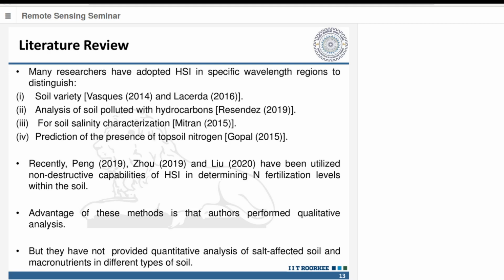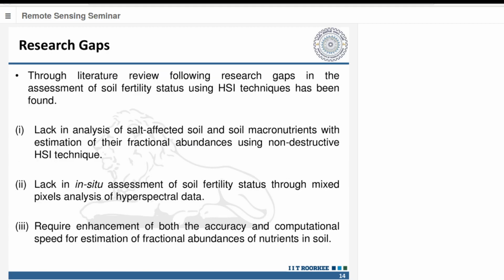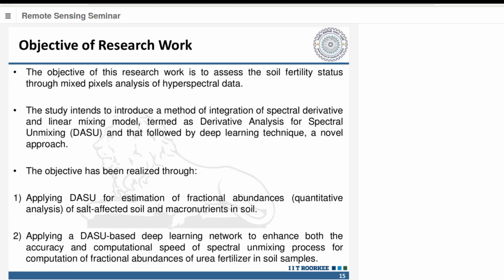The advantage of these methods is that authors perform qualitative analysis, but they have not provided quantitative analysis of salt-affected soil and micronutrients in different types of soil. So, through the literature review, the following research gaps in the assessment of soil fertility status using hyperspectral imaging have been found: analysis of salt-affected soil and soil micronutrients with estimation of their fractional abundances using non-destructive techniques, and in situ assessment of soil fertility status through mixed pixel analysis of hyperspectral data, which requires enhancement of both the accuracy and computational speed for estimation of fractional abundances of nutrients in soil.